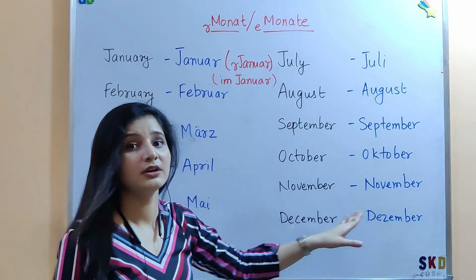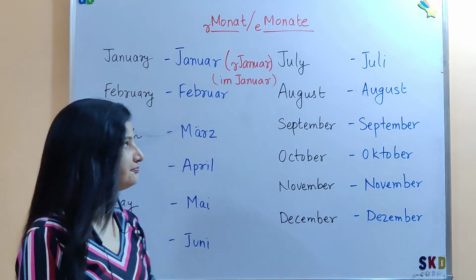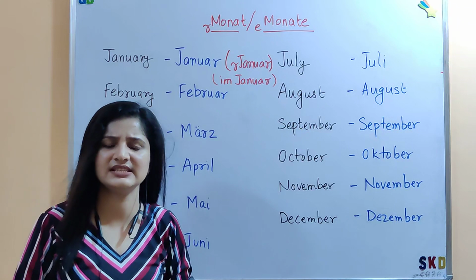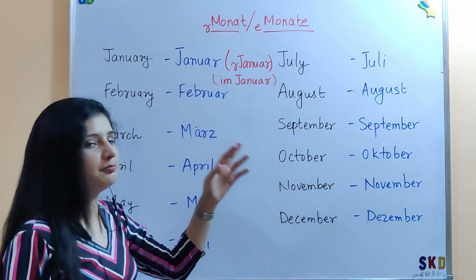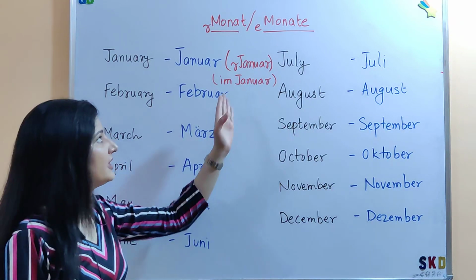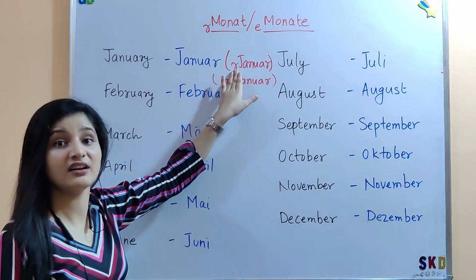In December, im Dezember. Now, all these months as well as days, which I have already discussed in the previous video, all the months in German language are masculine. That is, they will be having the article der. This is small r, der.